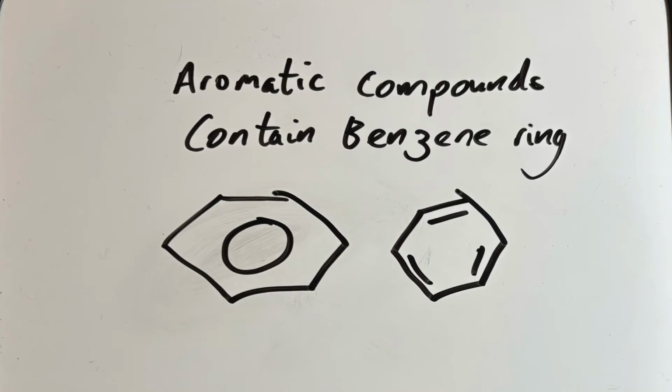OCR A level chemistry, module 6, part 1. This goes up to and including esters, and then everything else will be in part 2.